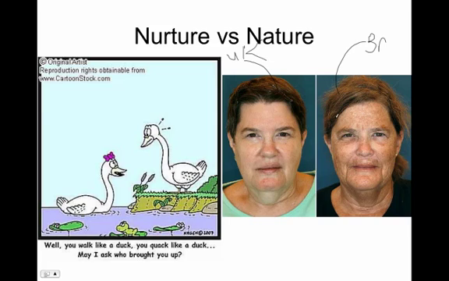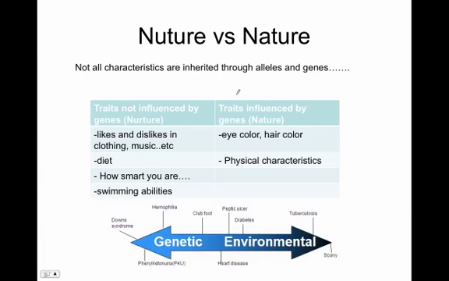So this twin has slightly different color hair, due to nurture, where she was brought up and nurtured. So again, nurture versus nature. Traits that are not influenced by genes, that's nurture. Their likes and dislikes of clothing and music, their diet, how smart you become, your swimming abilities. There are traits, though, that are influenced by genes, your eye color, for the most part your hair color, and your physical characteristics.